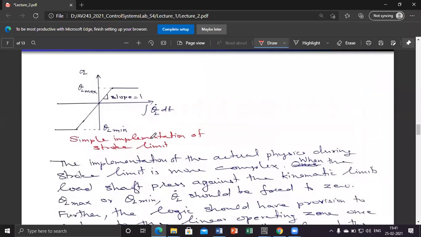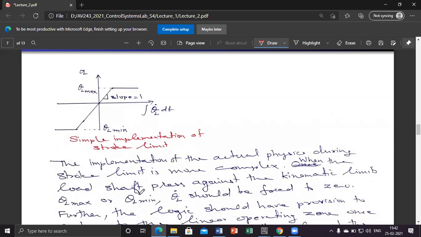This actuator stroke limit looks to be very simple, straightforward sometimes. That is, you may think that it is similar to the saturation limit of an amplifier. But in general, I have given two stroke limits. A stroke limit is nothing but, if you have a motor, the motor normally rotates indefinitely in the positive direction and the negative direction.